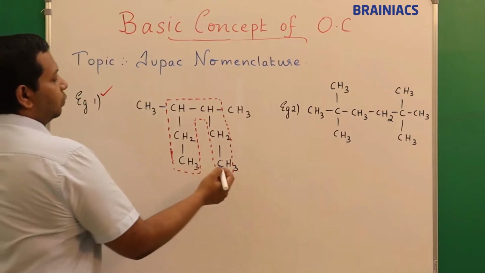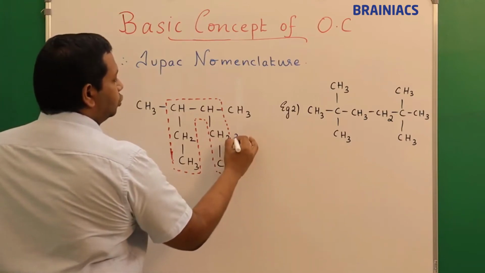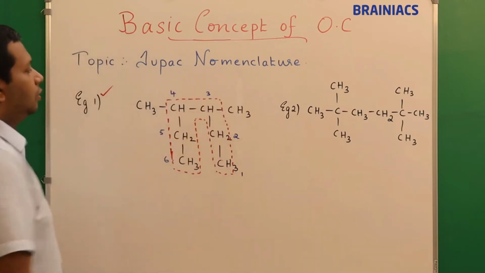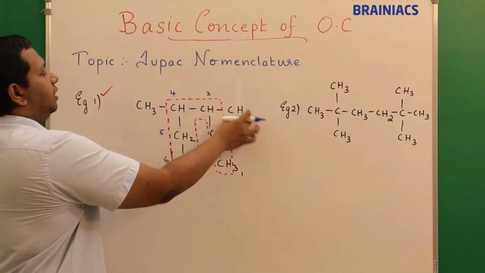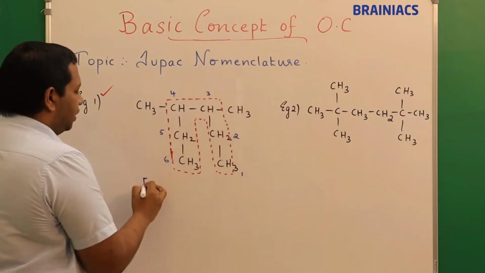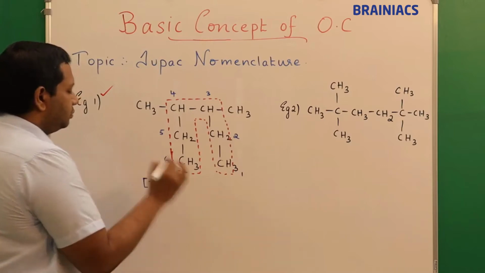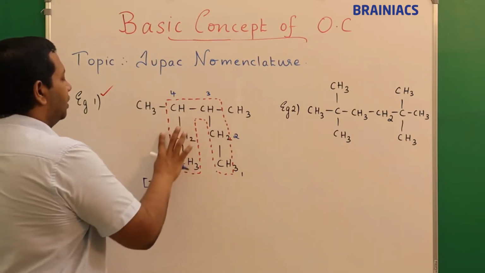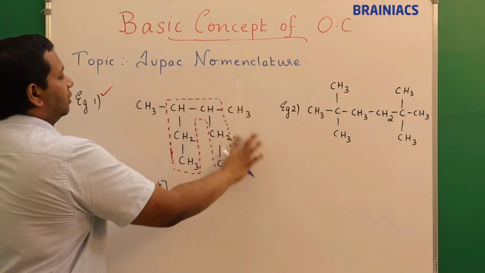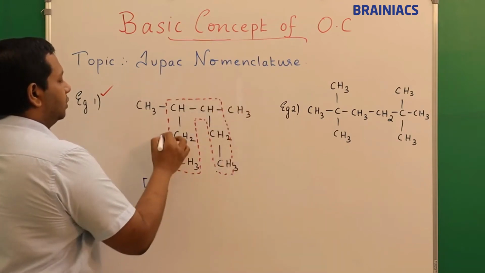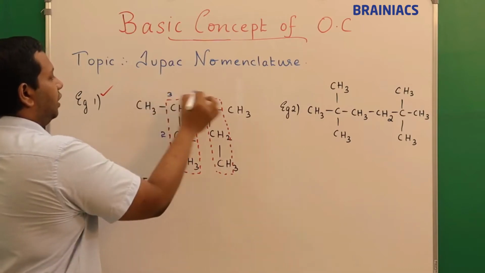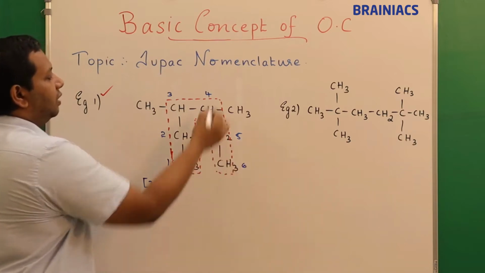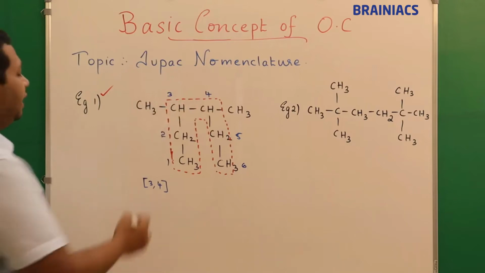So if I do it this way, I will put the numbers 1, 2, 3, 4, 5, 6. What are the locants coming for the substituents? Here one CH3, here one CH3. The locants coming here are 3, 4, correct? And both are methyl groups. Now suppose I erase this and number it the other way, like this 1, 2, 3, 4, 5, 6. Now listen, what are the numbers coming for the locants? Again it is 3, 4.